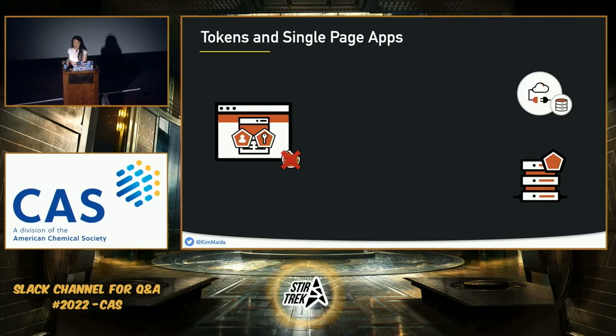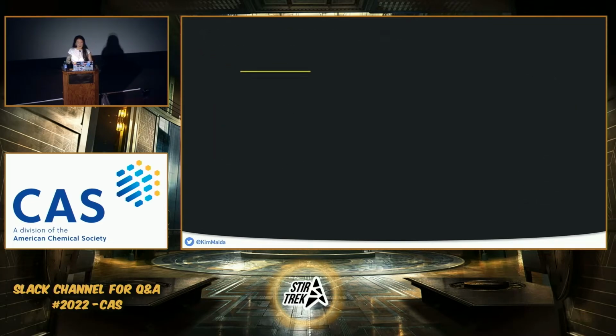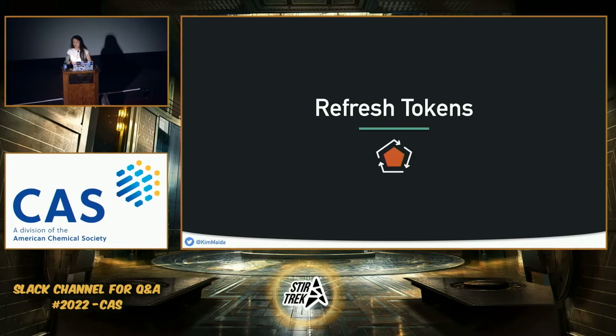If they leave the app and come back in an hour, they'll have to re-authenticate. And this results in a less than ideal user experience. Users don't want to log in every time they have to come to an app. So there's an additional token type that I'll discuss, and that is refresh tokens.